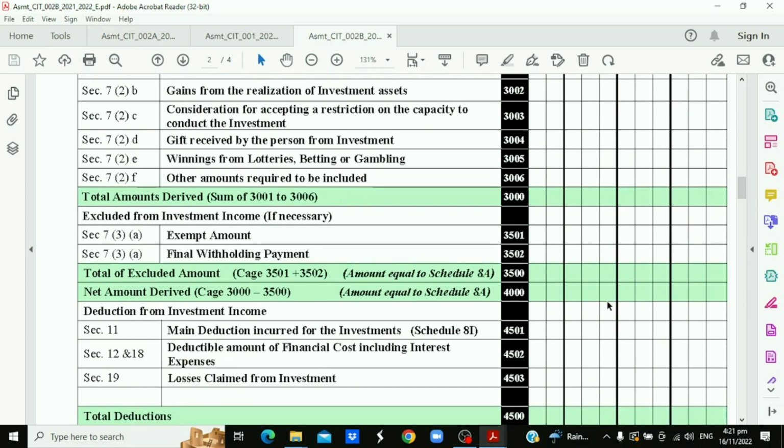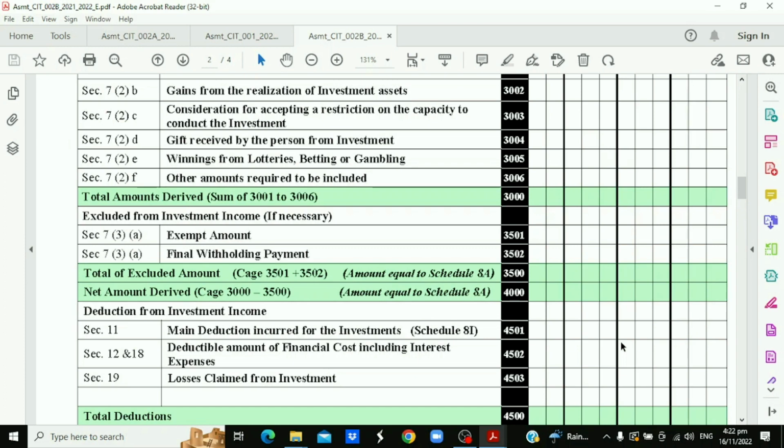Out of this we are going to deduct the expenditure or deductions that are applicable, right? The main deductions we can apply are the same as Schedule 8I, which we already discussed. By using the reconciliation of the expenses we can identify this amount. Then sections 12 and 18 are mainly concerned with deciding the finance cost. Schedule 8J is applicable, but this time no issue, right? The entire finance costs are able to be deducted.